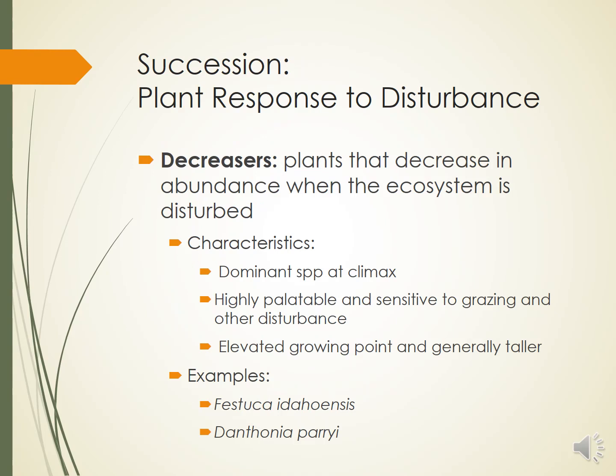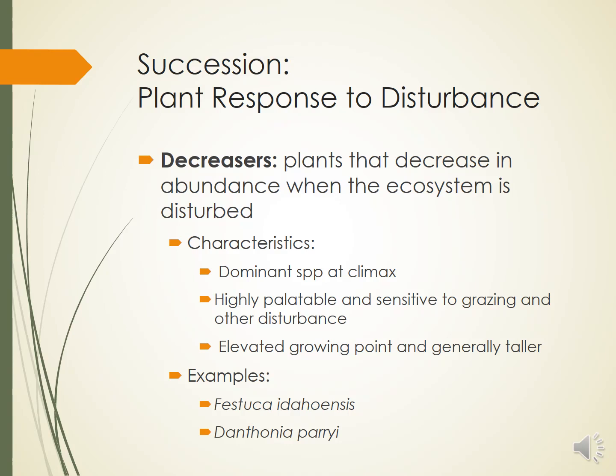Decreasers are plants that decrease in abundance when the ecosystem is disturbed. So some characteristics of these plants are that they are the dominant species at climax or climax stage. They also tend to be highly palatable and sensitive to grazing and other disturbance. They also tend to have an elevated growing point. So they're generally taller, and if you think about it, that's going to make them a little bit more sensitive, a little bit more vulnerable to trampling by grazing animals.